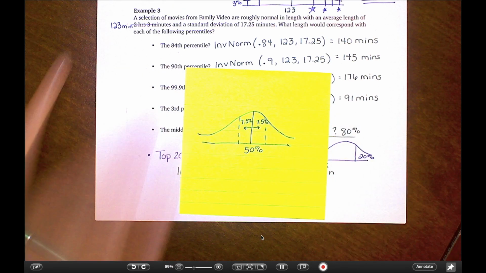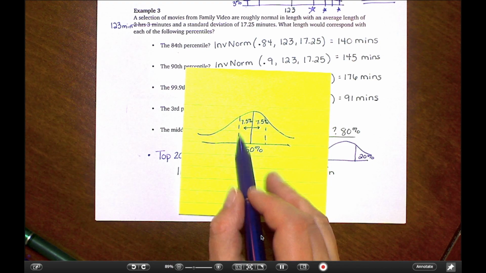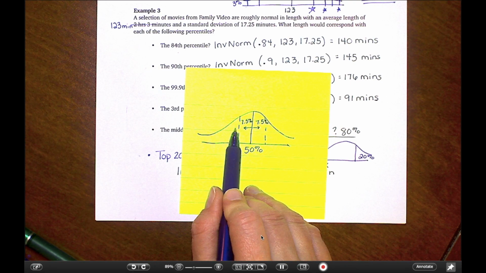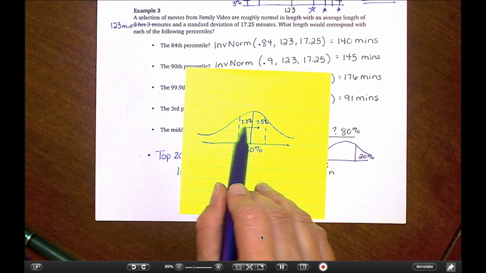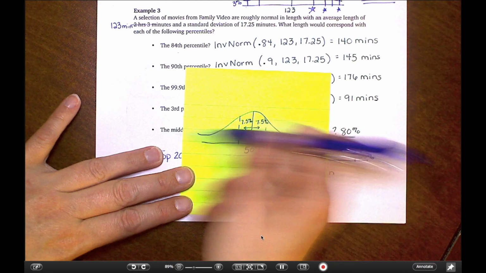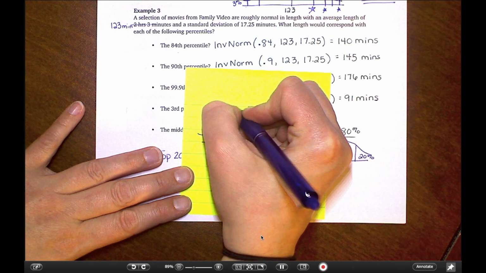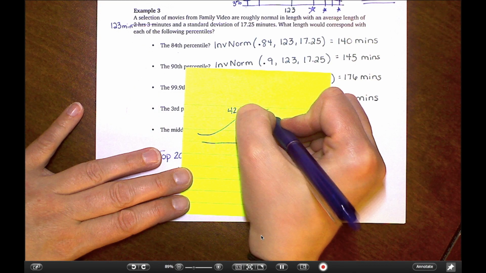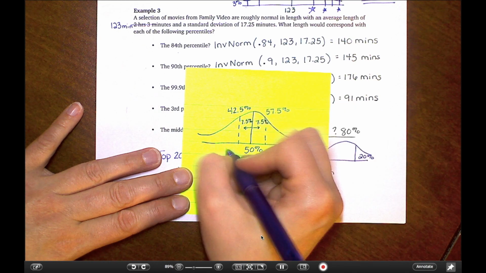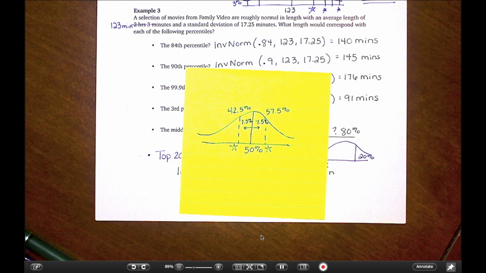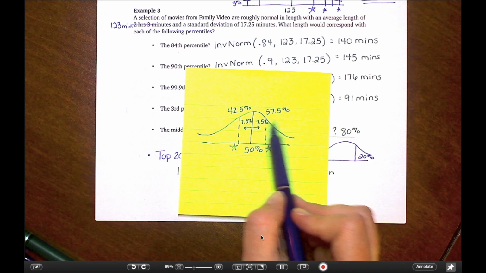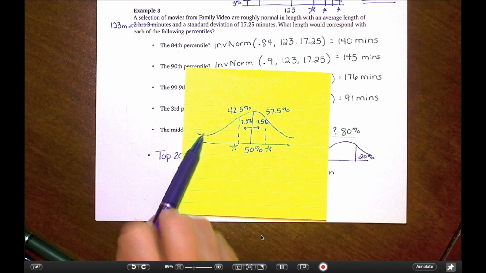Hopefully that makes sense. If not, rewind it and listen to it again. If I go 7.5% from 50 this way and 7.5% from 50 this way, then I'll have my middle 15, because this makes 15 total. So 7.5 backwards from 50 would be 42.5%, and 7.5 forward from 50 would be 57.5%. Now I need to figure out what data values correspond with those two percentages. Again, I'm talking about data to the left. So this line represents 42.5% of the data over here, and this line represents 57.5% of the data over here.